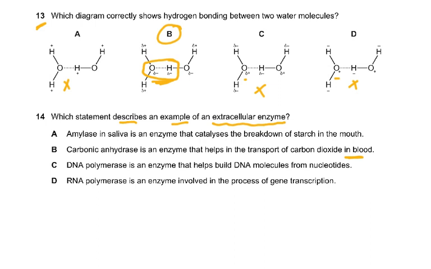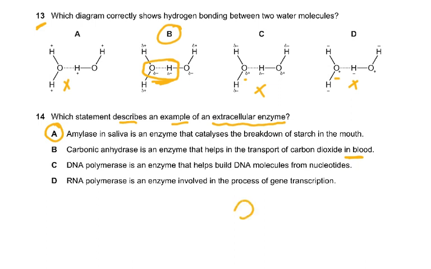Carbonic anhydrase works inside the red blood cell, forming carbonic acid and all that. Then DNA polymerase helps build DNA molecules. DNA replication takes place inside the cell. RNA polymerase in the process of gene transcription is again inside the cell, DNA to RNA. So the answer is A, because the salivary glands have cells and they produce amylase, and then that is thrown out of the cell into the duct and then it enters the mouth.